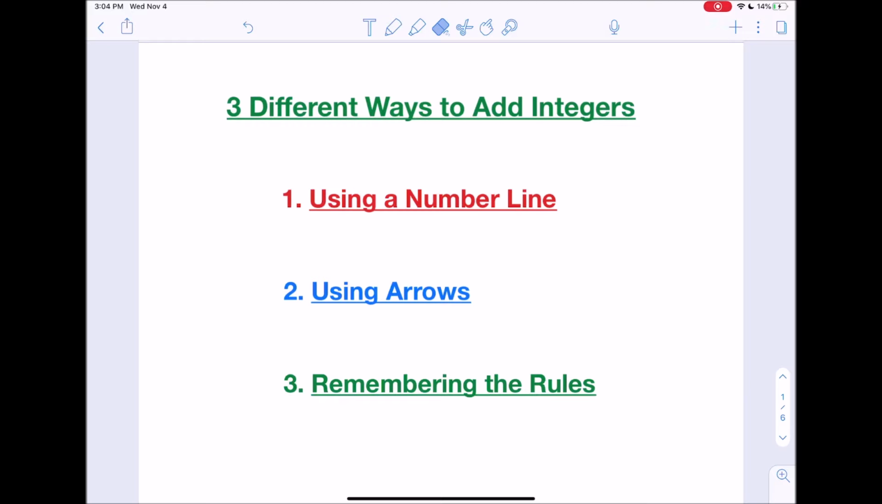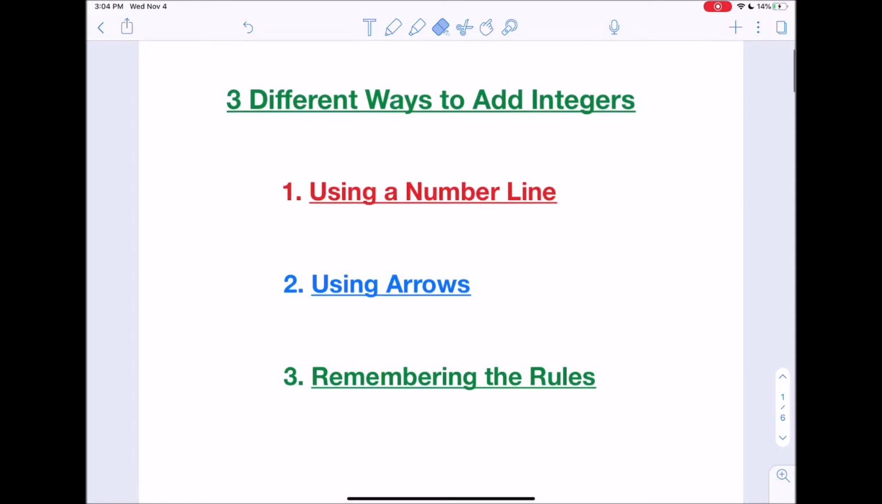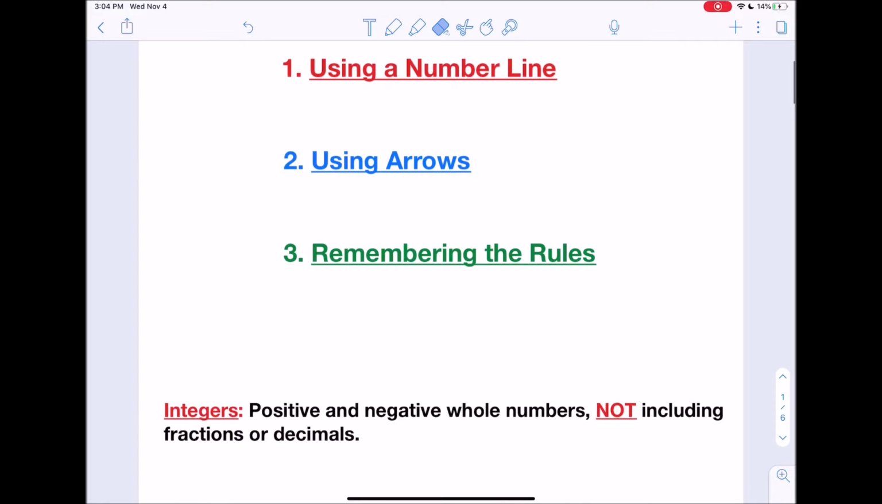Today we're going to look at 3 different ways you can add integers. So the first method we're going to look at is using a number line. The second is using arrows, and for the third it's remembering the rules.